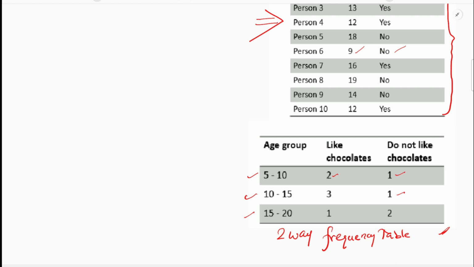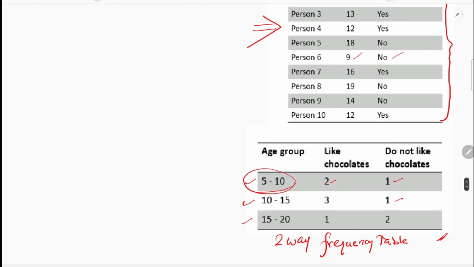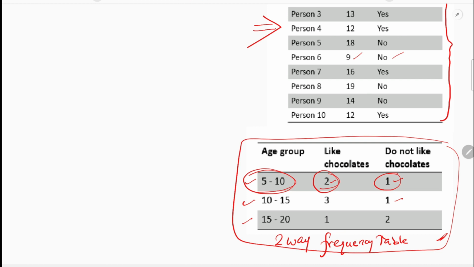So here the primary data we have collected is not categorized. Here we have categorized, and each category corresponds to how many data points have what kind of feature. The row category, for example, is 5 to 10 years, 10 to 15 years and 15 to 20 years, and the column category is their choice, like chocolate or do not like chocolate. Each cell tells us the number or the frequency of the people. There is a lot of information that we can get from this small table.